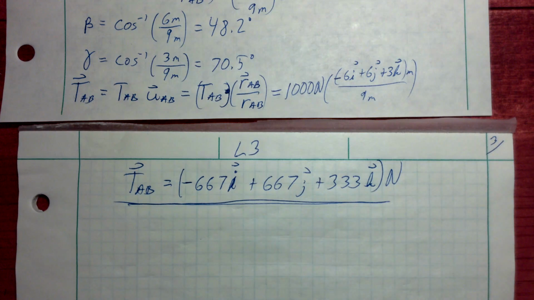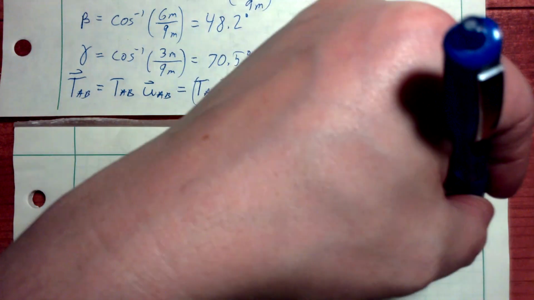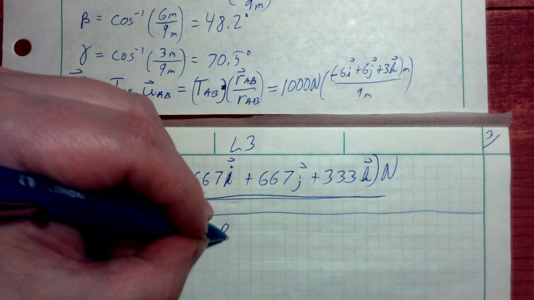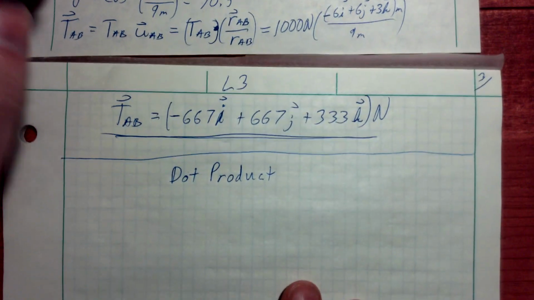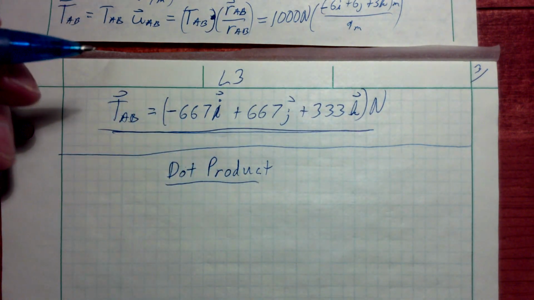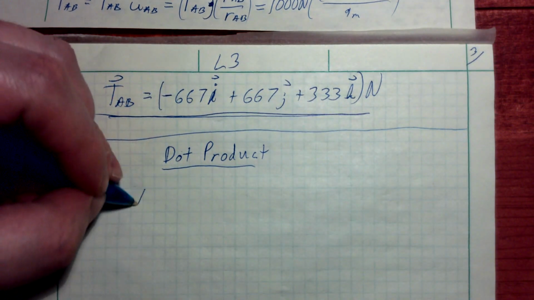We finished that example. Let's introduce another vector operation, and this kind of finishes up a lot of times chapter 2 in most textbooks, ours included. Again, I'm working on the Hibbeler text. The dot product. The dot product is written like this.